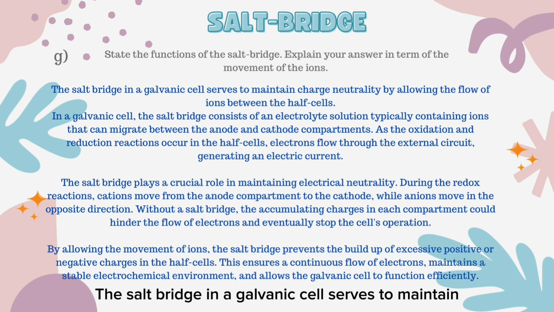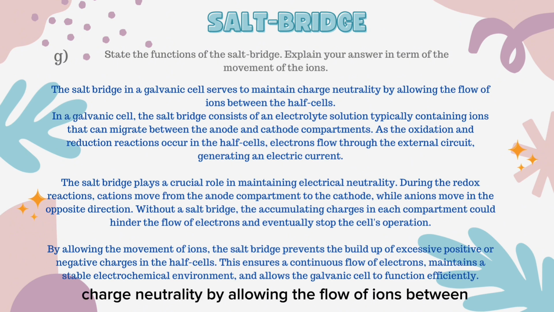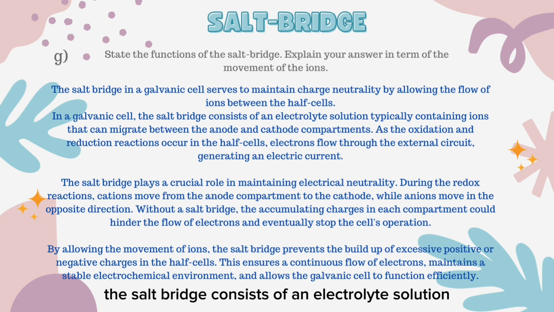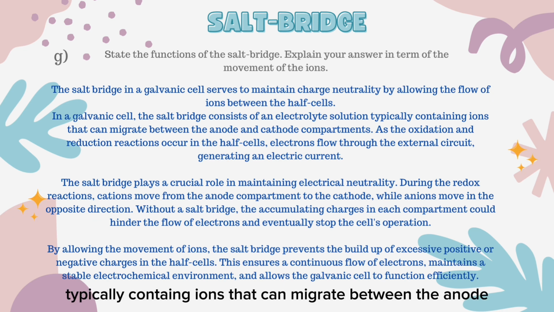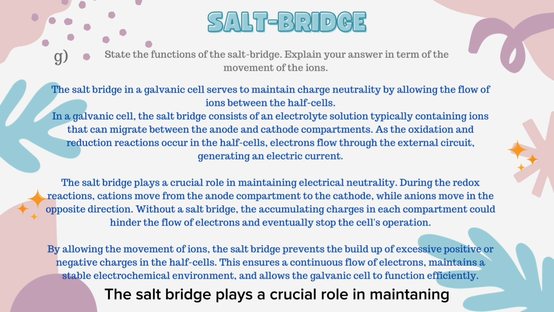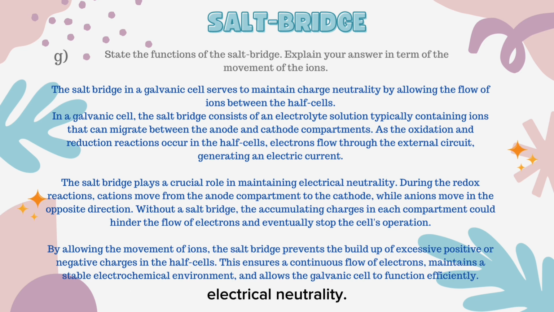The salt bridge in a galvanic cell serves to maintain charge neutrality by allowing the flow of ions between the half cells. In a galvanic cell, the salt bridge consists of an electrolyte solution typically containing ions that can migrate between the anode and cathode compartments. As the oxidation and reduction reactions occur in the half cells, electrons flow through the external circuit, generating an electric current. The salt bridge plays a crucial role in maintaining electrical neutrality.